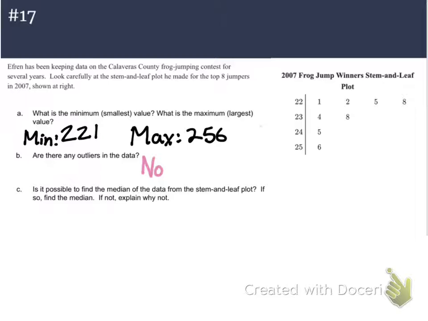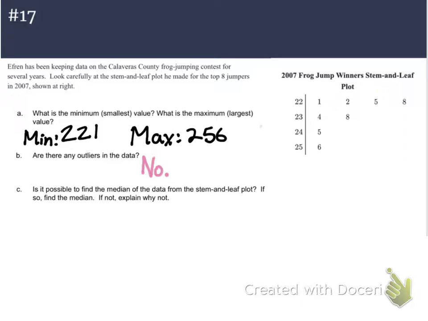Is it possible to find the median of the data from the stem and leaf plot? If so, find the median. If not, explain why not. Okay, so now I have to do some thinking. Can I find the median of this stem and leaf plot up there? Well, what do I need for the median? I need my numbers organized in least to greatest or greatest to least. I'm asking myself, does that meet that requirement? Are the numbers organized least to greatest? Yeah, they are. Least and then to greatest down at the bottom.